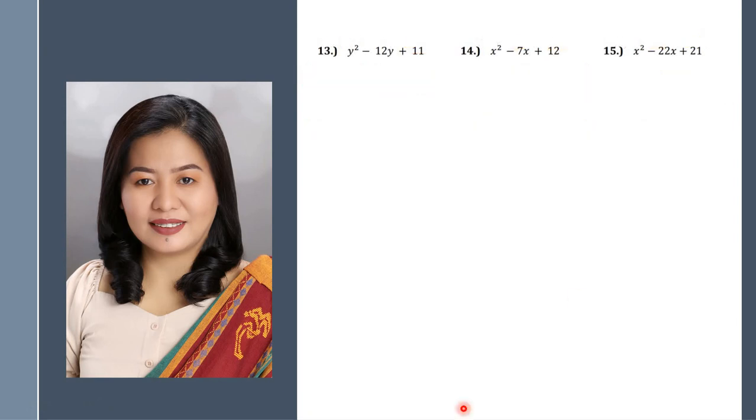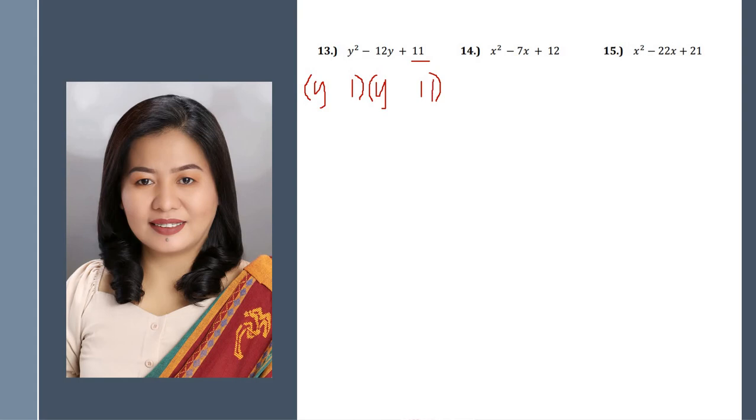13. This is the second to the last slide. So y squared minus 12y plus 11. The numbers are smaller and easier to figure out the factors. So we have y and y as the factors of y squared. Factors of 11 that give a sum of 12. That's easy to figure out. That's 1 and 11.